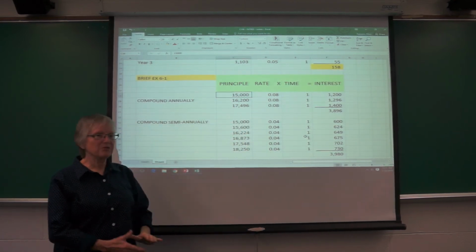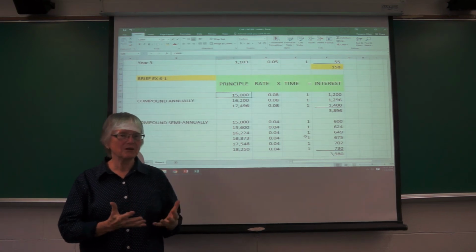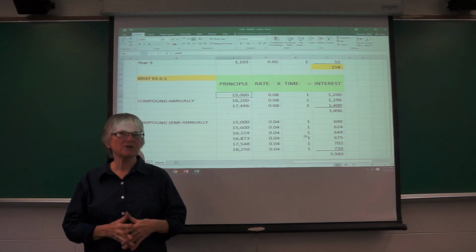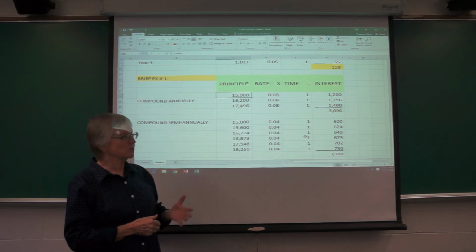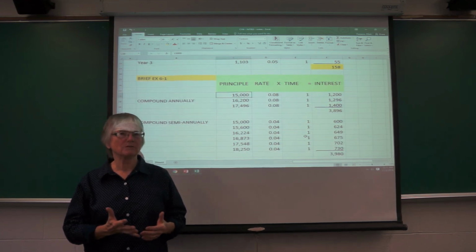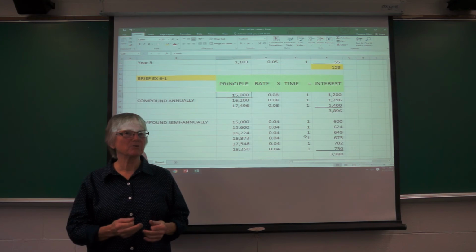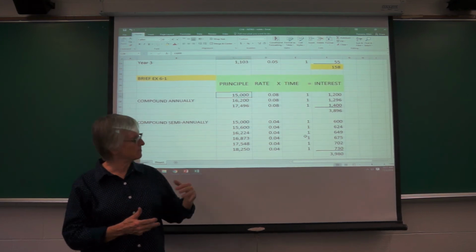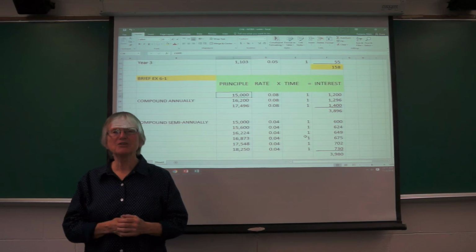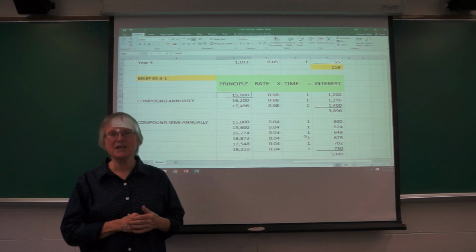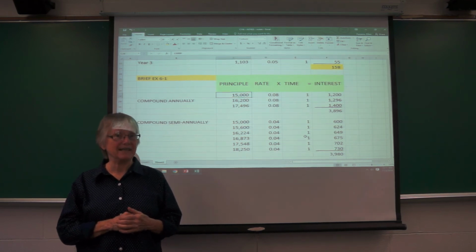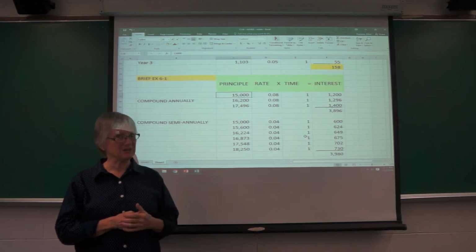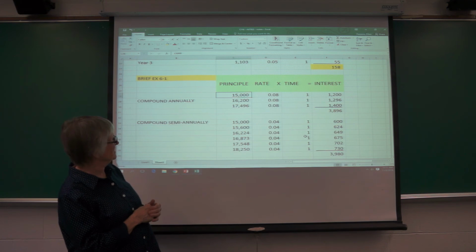Okay, now think about, and you may want to just experiment with this on your own because it helps you understand it, see what happens when you compound quarterly. See what happens when you compound monthly, okay? See what it does compared to compounding annually. Then look at your credit card statement and see how often they're compounding. I think you'll find that they compound daily, and see what that does to your interest costs there.